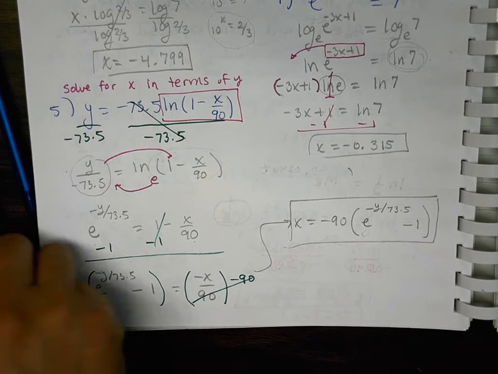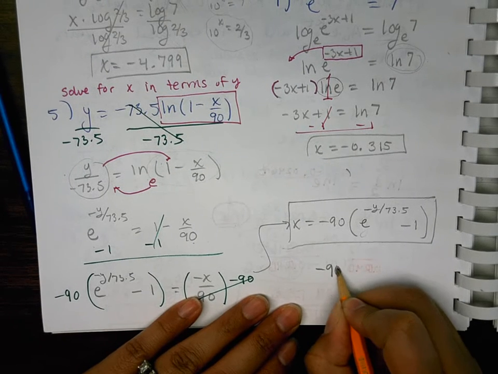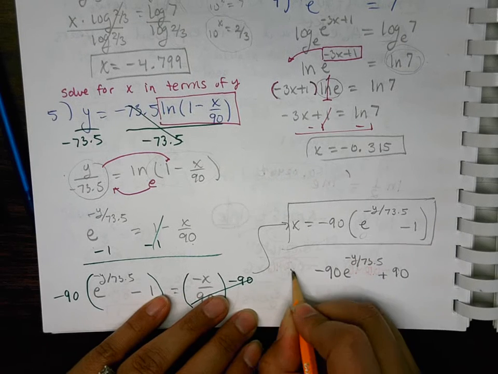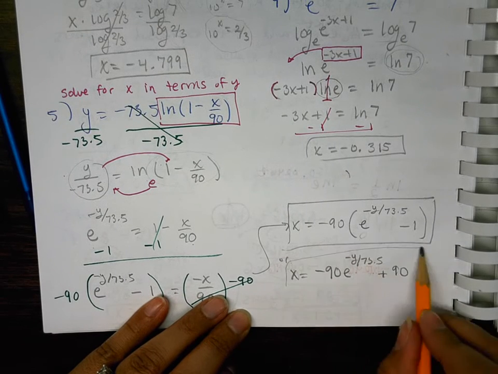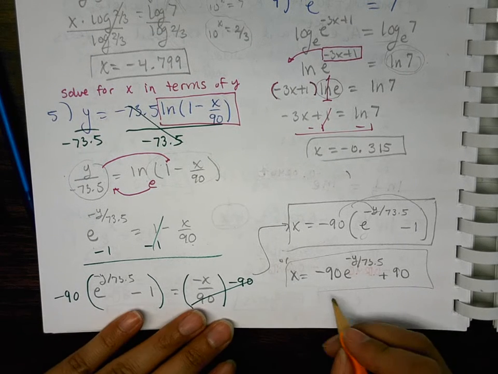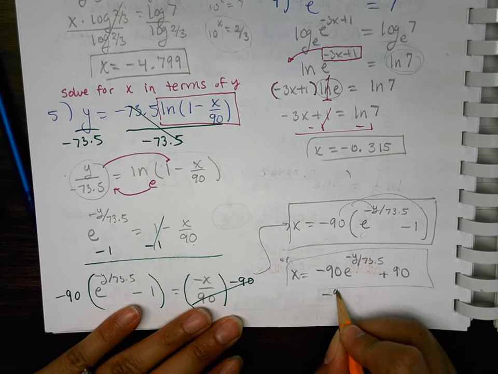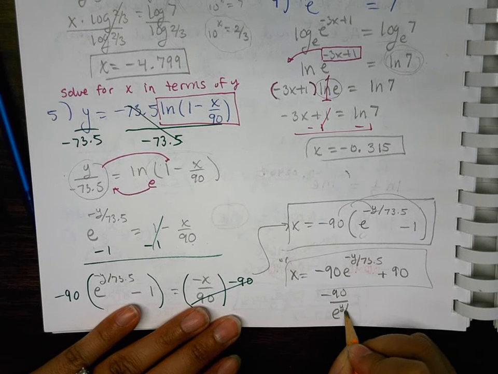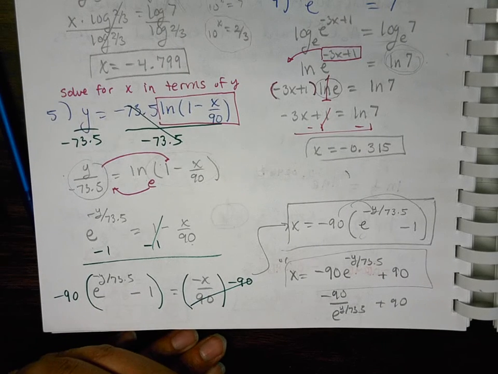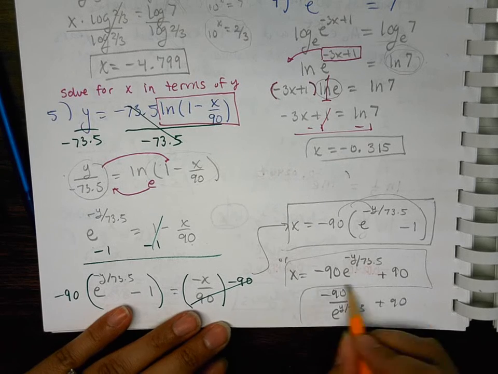If you did distribute, you would have negative 90 e to the negative y over 73.5 plus 90. That's all you. When you're rewriting it, it's okay if you have negative exponents. If it bothers you, then you can rewrite it as negative 90 over e to the y over 73.5. I think we're going to stick with the first one. Yeah, it's up to you. All right. Okay, questions? We're good?